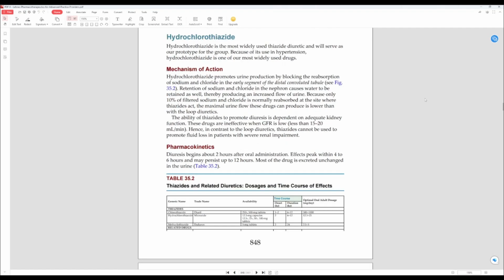So, hydrochlorothiazide, or HCTZ, is the most widely used thiazide diuretic and will serve as our prototype for the group. Because of its use in hypertension, hydrochlorothiazide is one of our most widely used drugs.